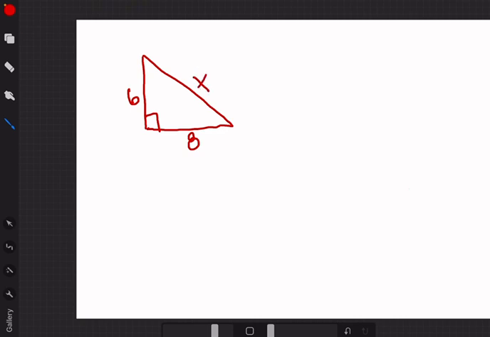So we know the Pythagorean theorem is a squared plus b squared equals c squared. So for this problem, 6 is a. So we're going to do 6 squared plus b, which is 8 squared, equals c, or x squared. So we're going to plug that into our calculator.